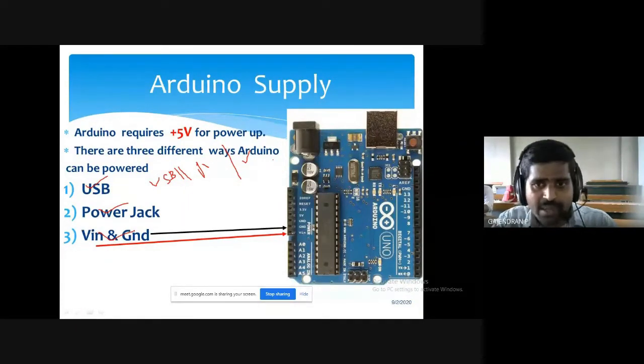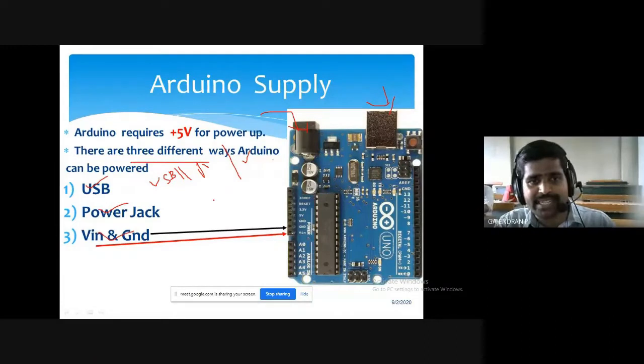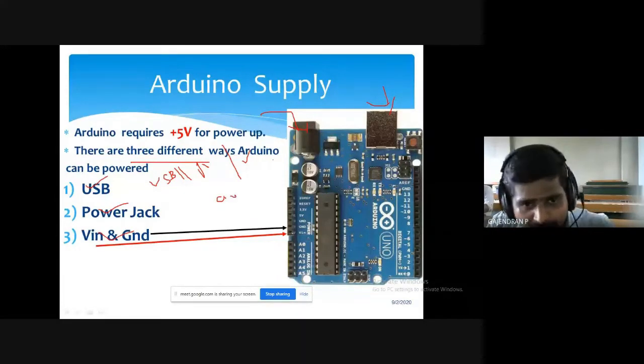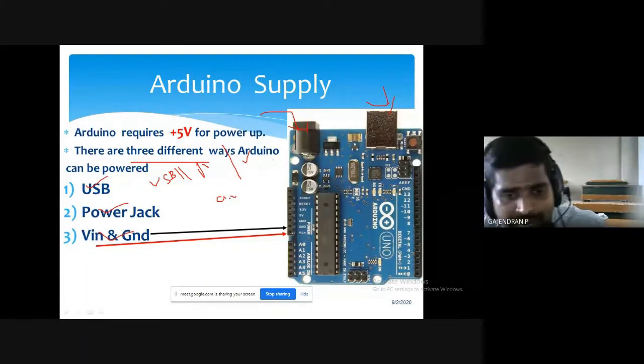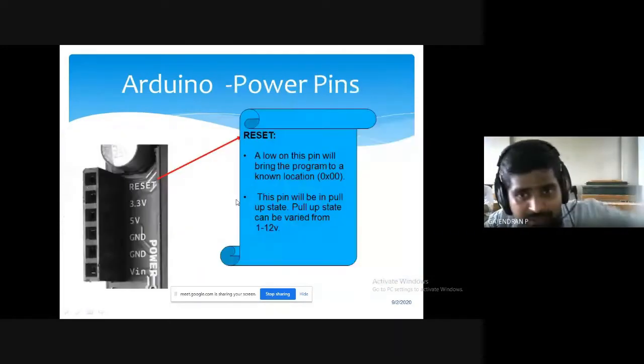If you connect more than 2 inputs to this board, your board will get damaged. Okay? To avoid that, please make note of this slide. Even though I have 3 options, at a time I need to use only one. Do you have any doubts so far? Can I continue with the next slide?